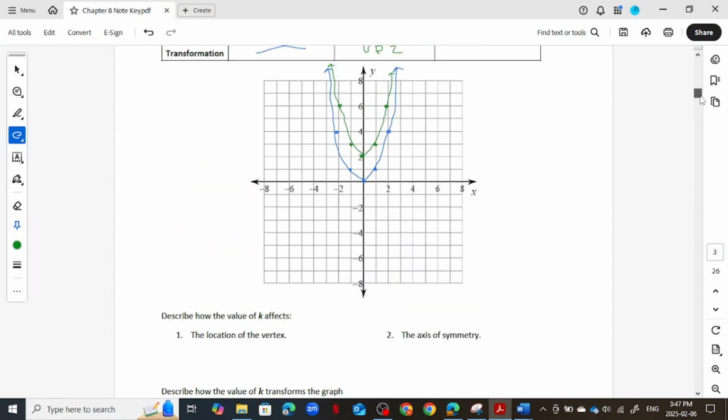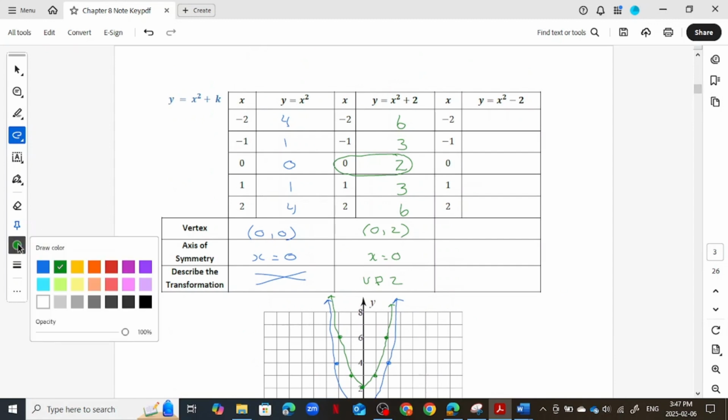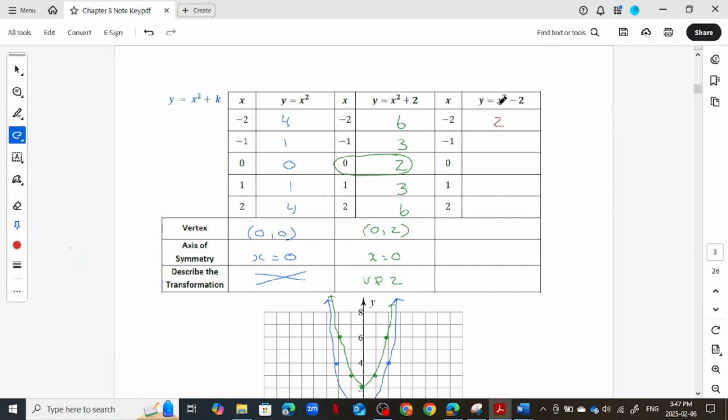All right, let's do the next table of values. What do you think is going to happen? So now we've got y is equal to x squared minus 2. We're going to put in the values of x and we're going to square it, but this time after we square it, we're then going to minus 2. So again, it's going to be affecting our y values. So when we look at this, we're going to go negative 2 squared is 4. 4 minus 2 is 2. Negative 1 squared is 1. 1 minus 2 is negative 1. 0 squared is 0. 0 minus 2 is negative 2.